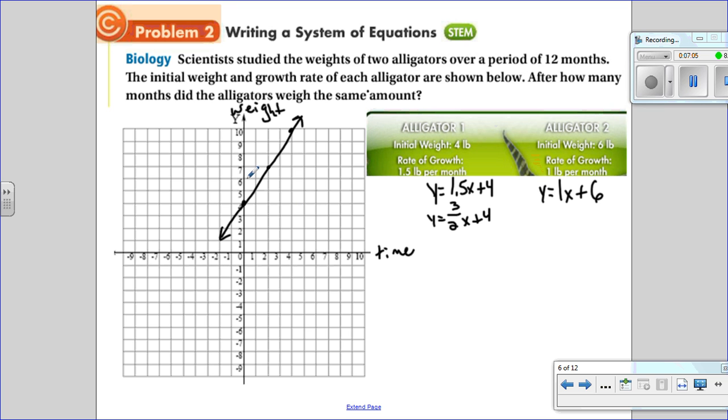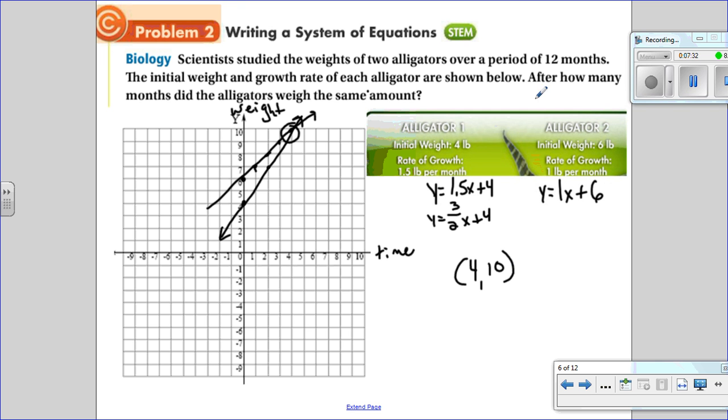And this one is plus 6. And it's up 1 over 1, up 1 over 1, and so on. And you see where that is. You see where that's going to intersect this right up here, and that is 4, 10.